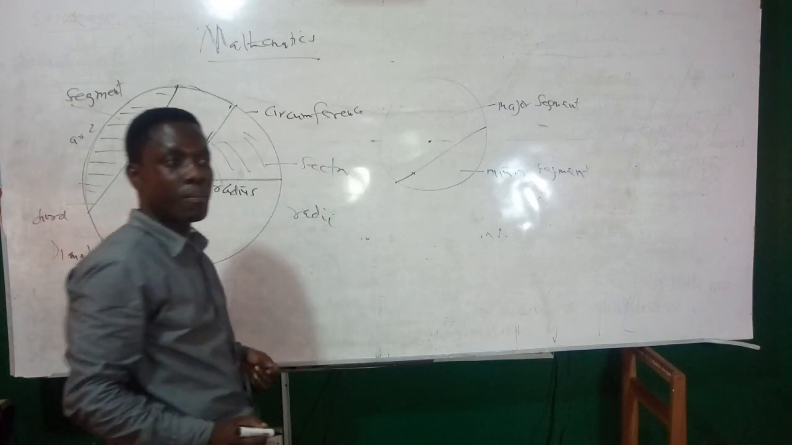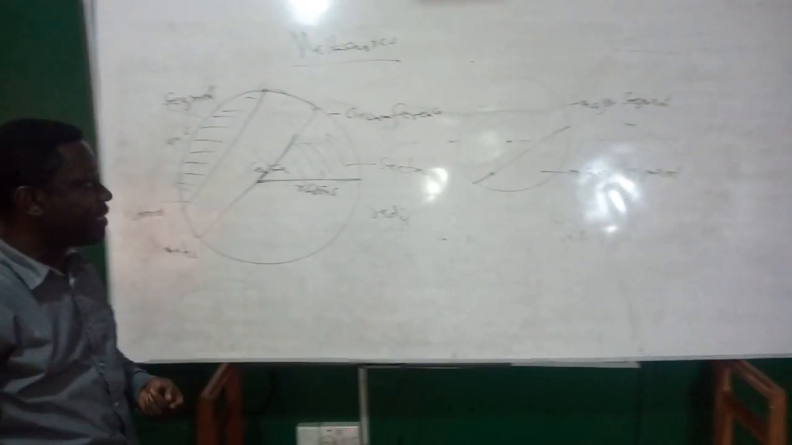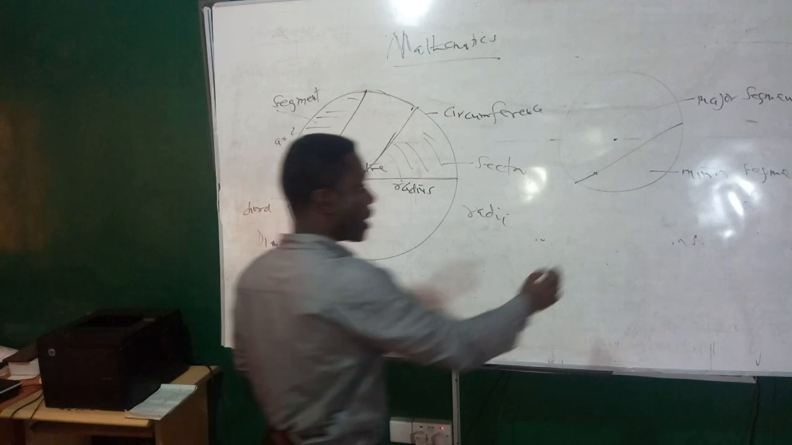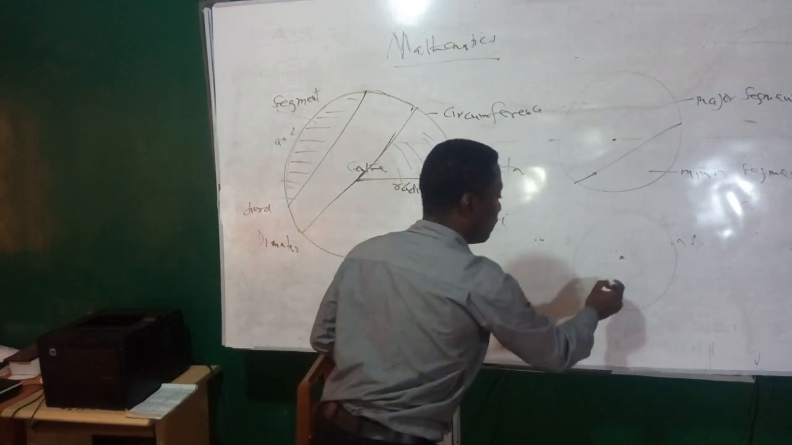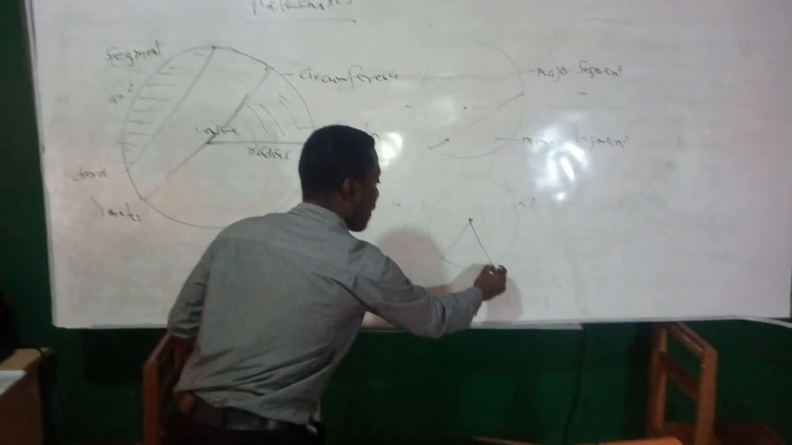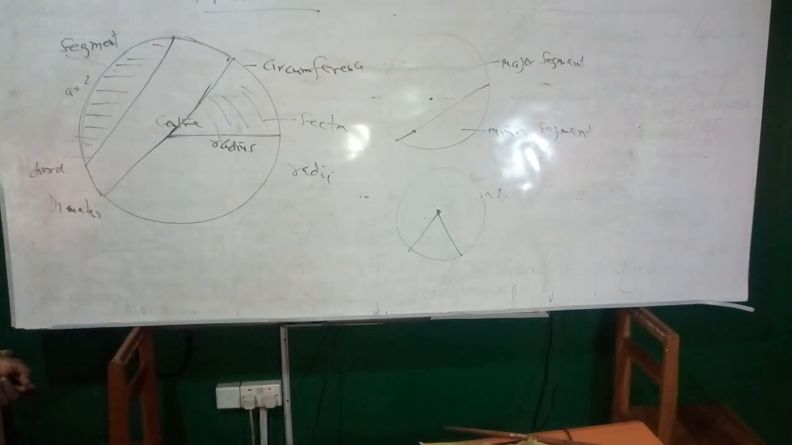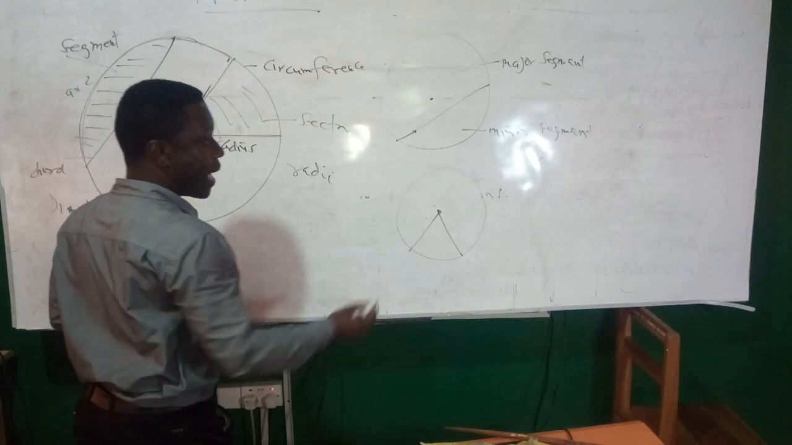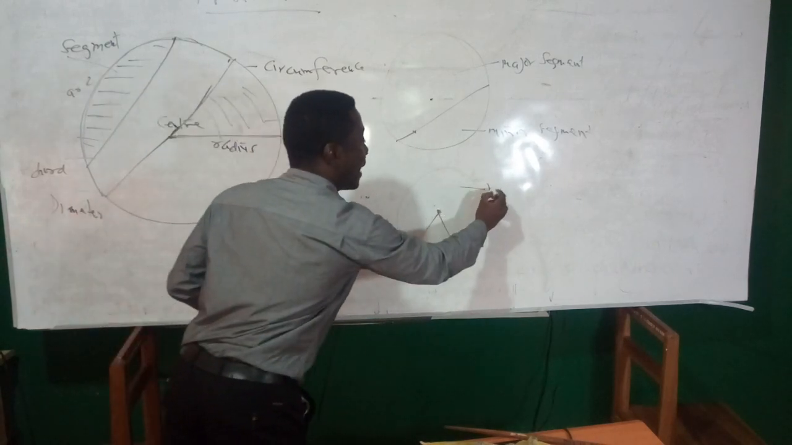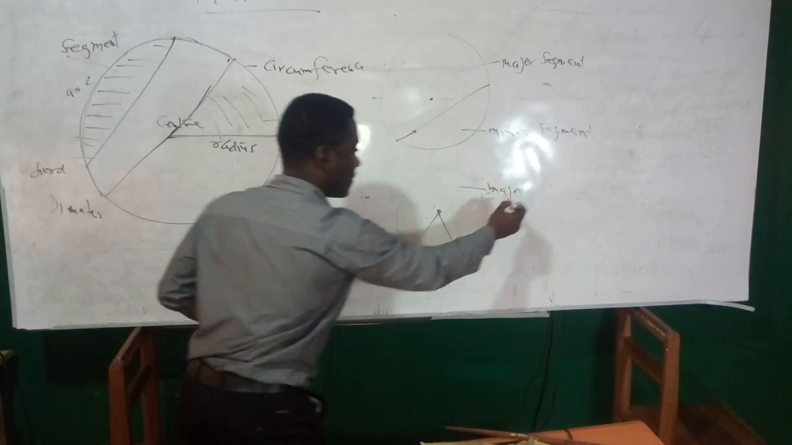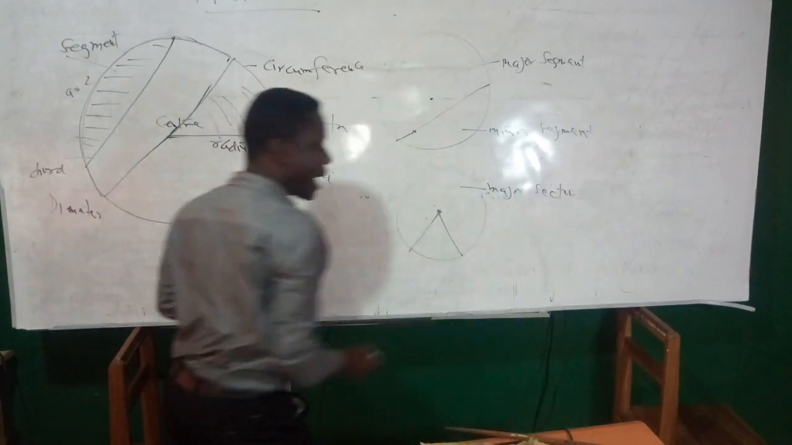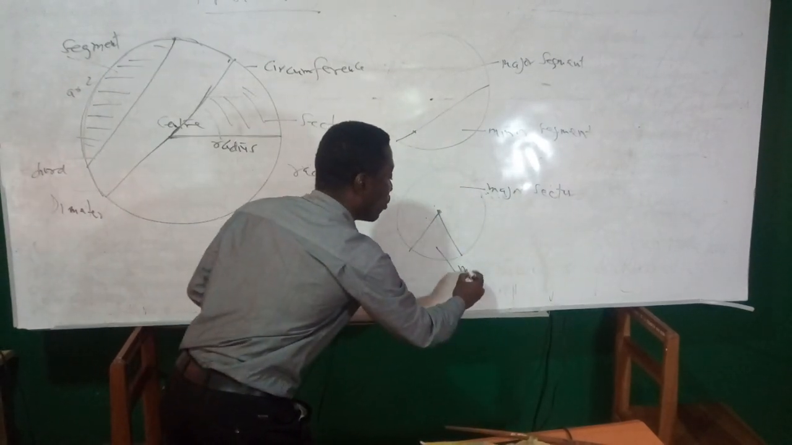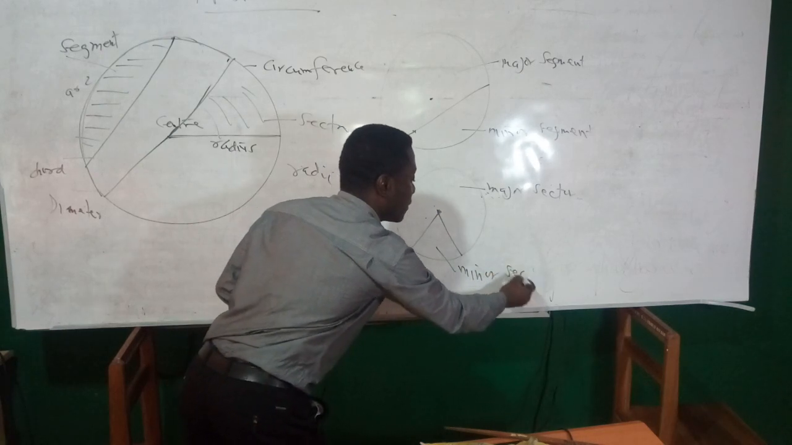Now, in terms of sectors, once you have a circle and you have two radii, you create two sectors. Again, the bigger one is your major sector, and the smaller one is your minor sector.